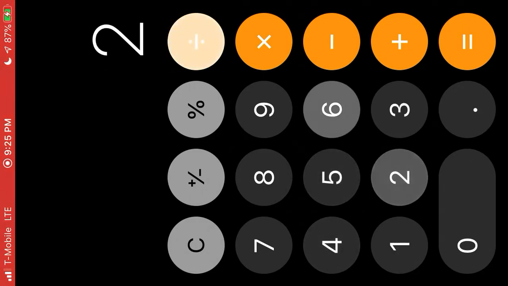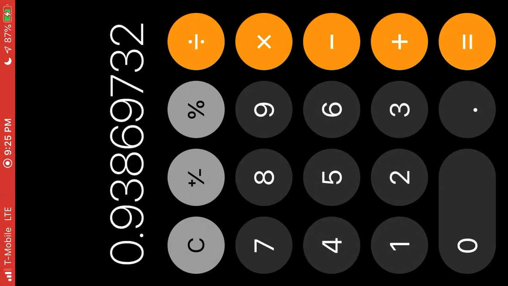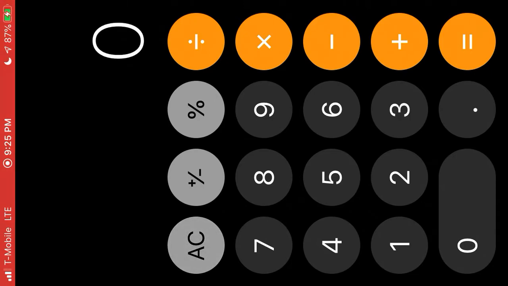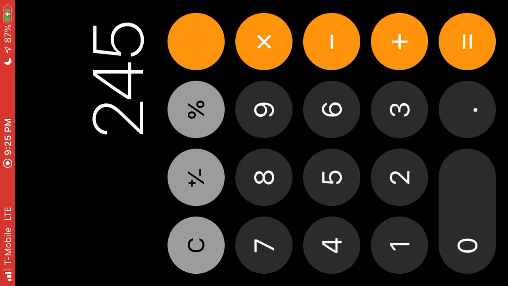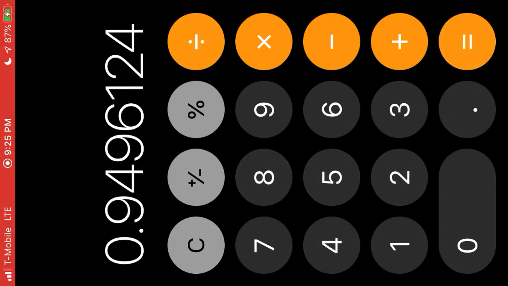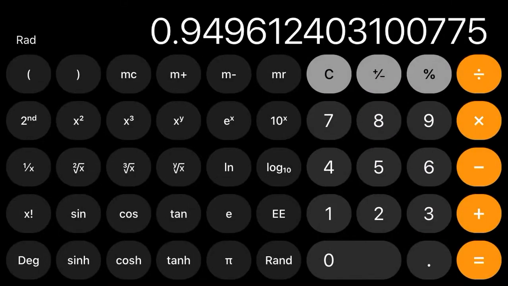Okay, so let's go to our calculator. 245 divided by 261, 93.8%. 245 divided by 258, 94.9%. Both those numbers are important. What it means is you are going to snipe at 95%, but you're going to carry 94.